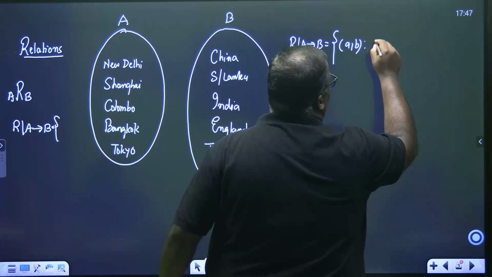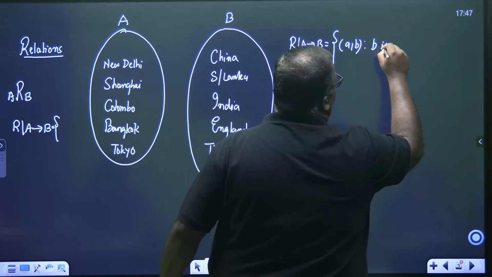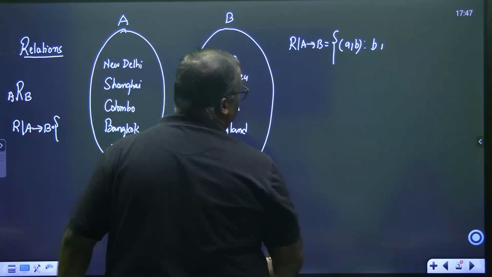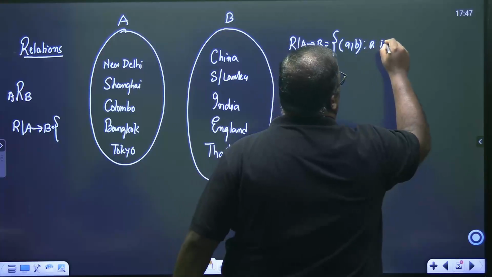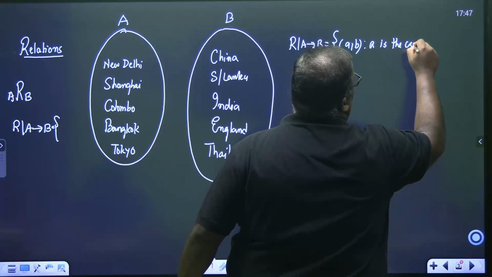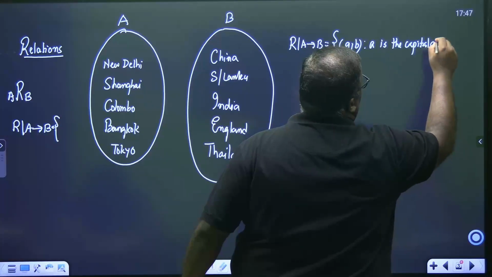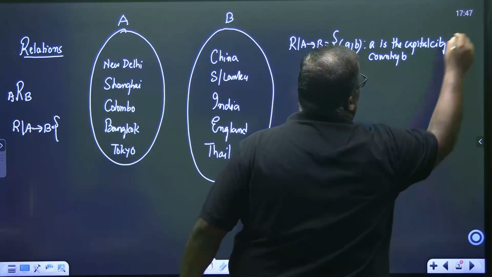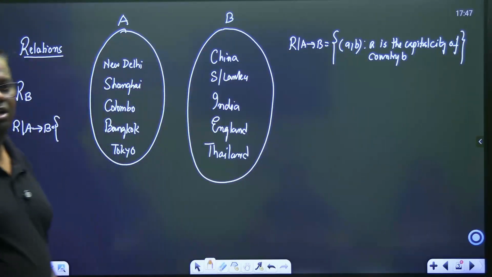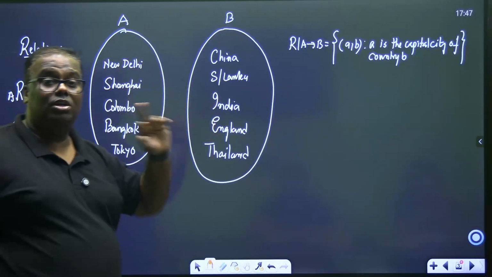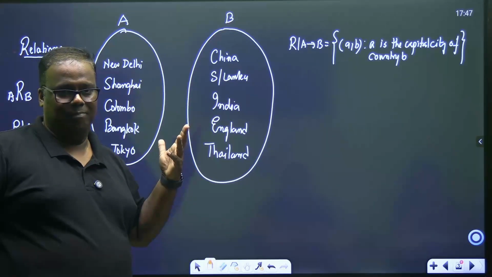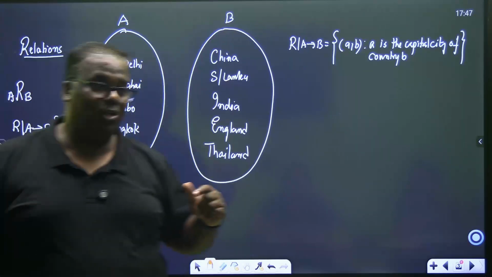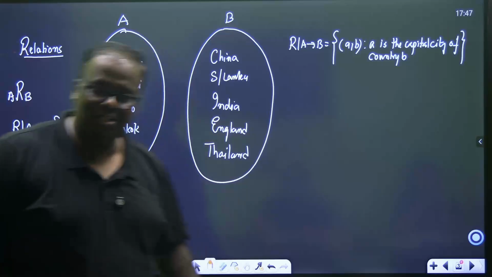Where I say A is the capital city of country B. Now you're giving a relation. Now every ordered pair will not qualify. Do you agree? Every ordered pair will not qualify because New Delhi cannot be the capital city of two different countries. This is my relation.